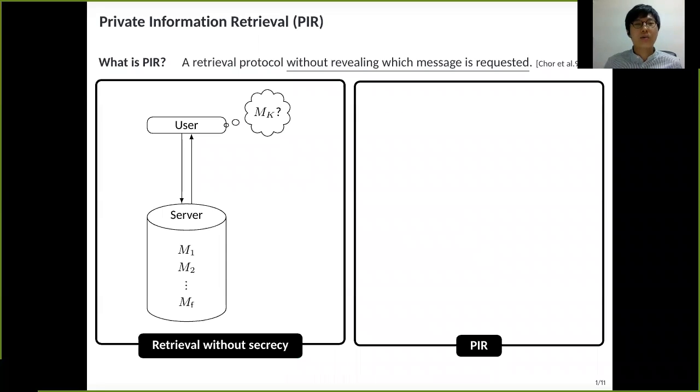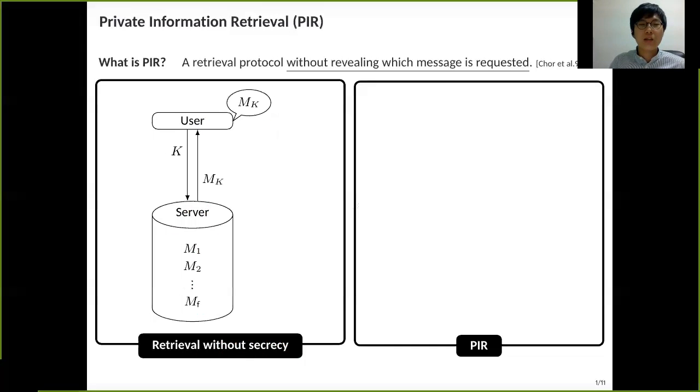So in this talk, I consider private information retrieval, which I call PIR in short. So what is a PIR? The PIR protocol can be understood by comparing with the retrieval protocol without secrecy. In the usual case, let's say that a server contains F files M1 to MF, and a user wants to retrieve the K-th file MK. In that case, the user sends K and downloads MK so that the user knows MK.